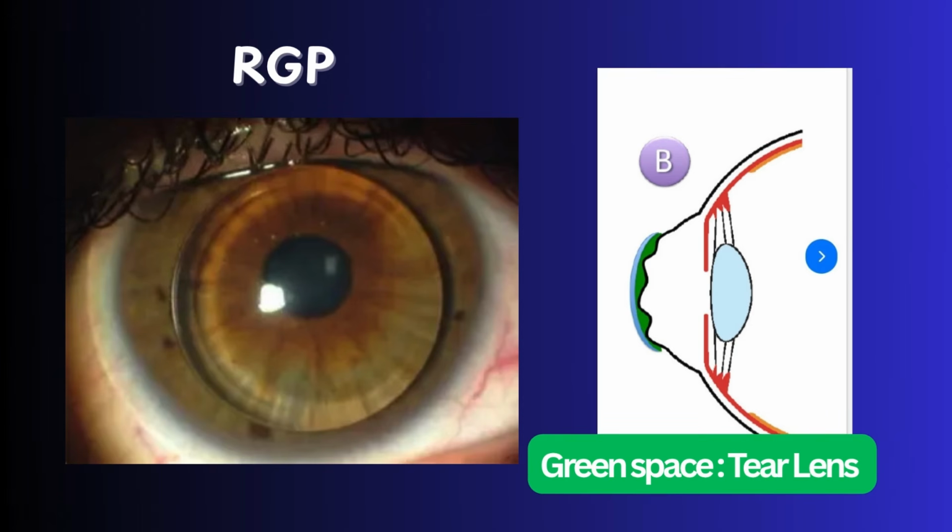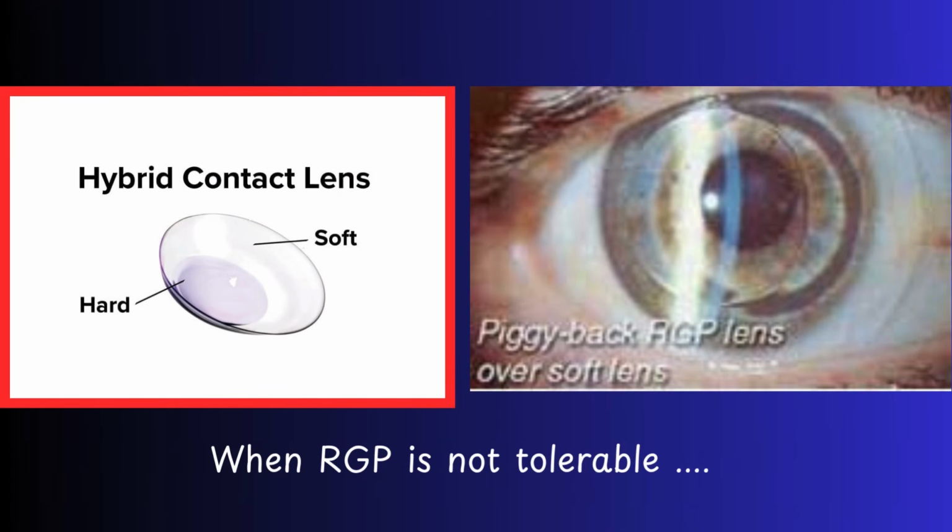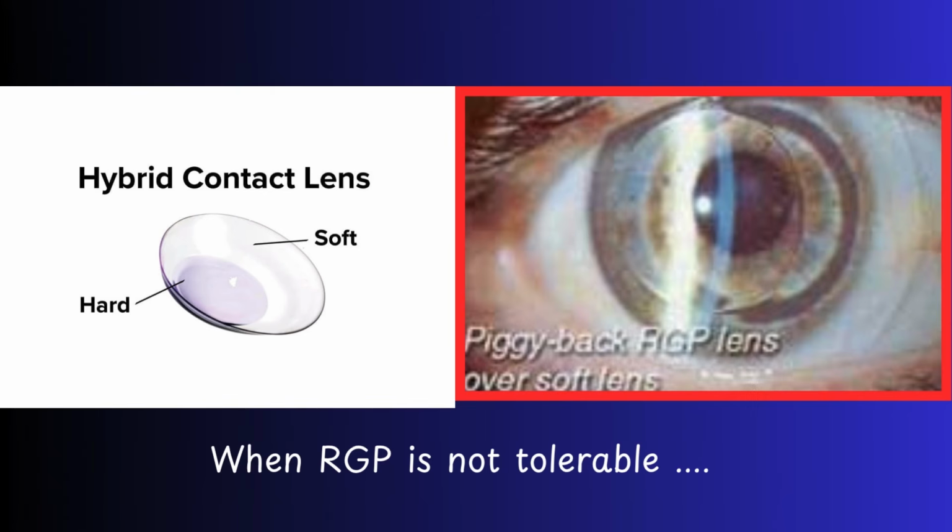However, not all patients can tolerate the rigid lens, and therefore we have other sorts of lenses like the hybrid lenses and the piggyback lens. A hybrid lens basically means you have a rigid contact lens in the center, and that is surrounded by a soft skirt that sits on the cornea for better comfort. In a piggyback lens, the patient wears a soft lens which provides comfort, and on top of that, the RGP is placed. So that means at one time the patient is wearing two lenses, and this is known as a piggyback lens.